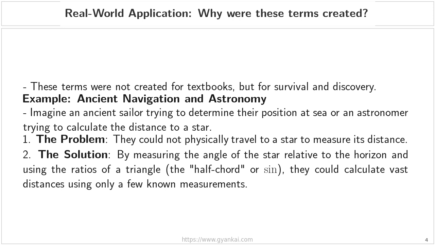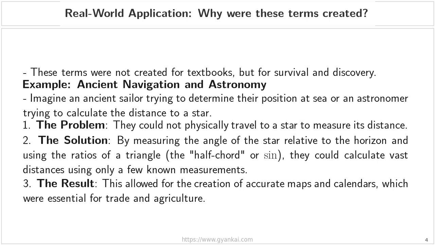By measuring the angle of a star relative to the horizon and applying the ratios of a triangle, specifically using that half-chord or sine we discussed earlier, they could calculate vast, unreachable distances using only a few known, measurable angles. The result of this mathematical breakthrough was revolutionary. It allowed for the creation of highly accurate maps and calendars. These weren't just academic achievements, they were essential tools for managing trade routes and planning agriculture, literally helping civilizations thrive.